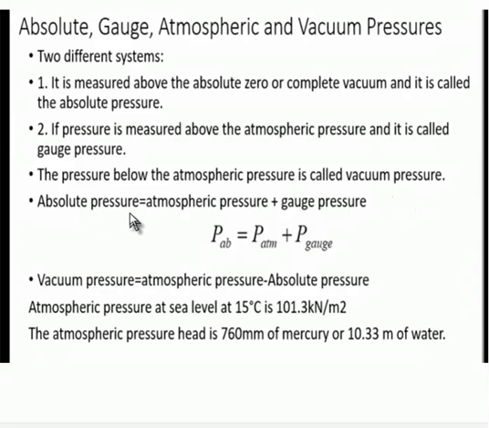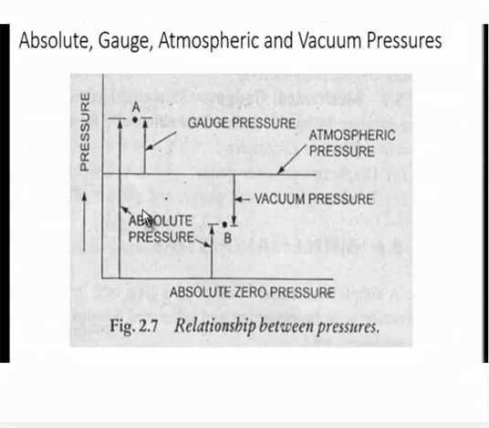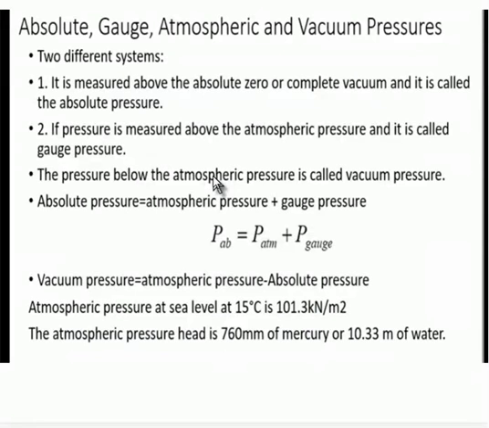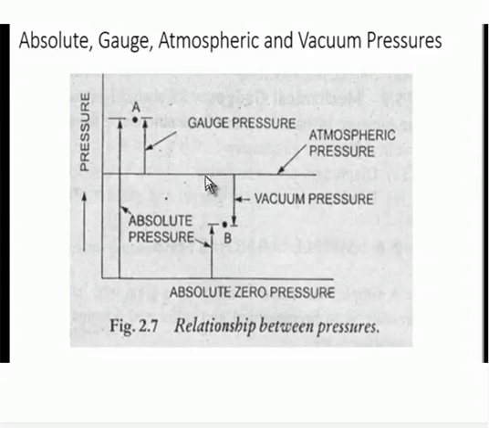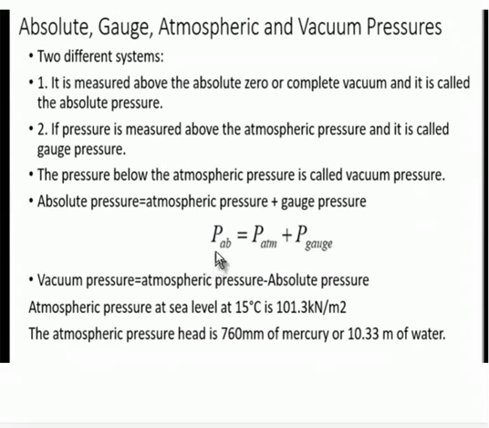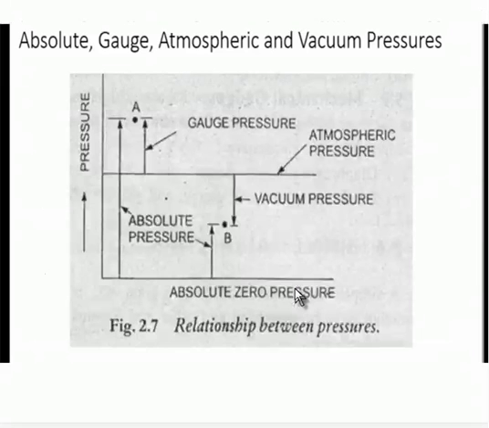Next, absolute pressure is equal to atmospheric pressure plus gauge pressure. That is given by P absolute is equal to P atmospheric plus P gauge. So now vacuum pressure is defined as atmospheric pressure minus absolute pressure.